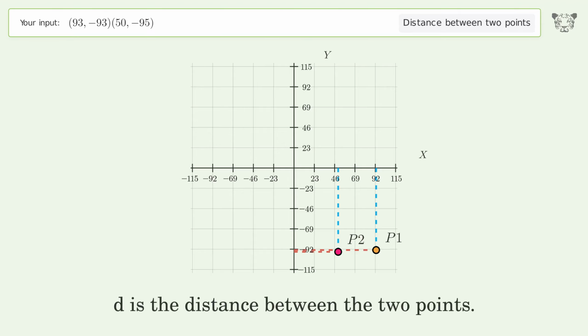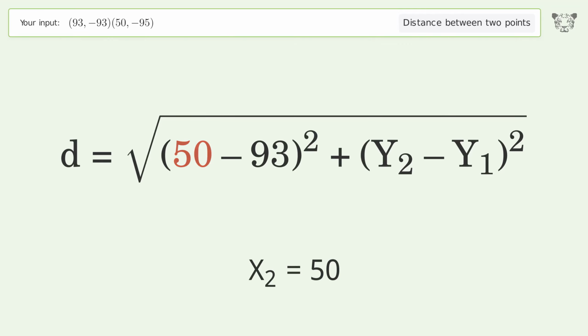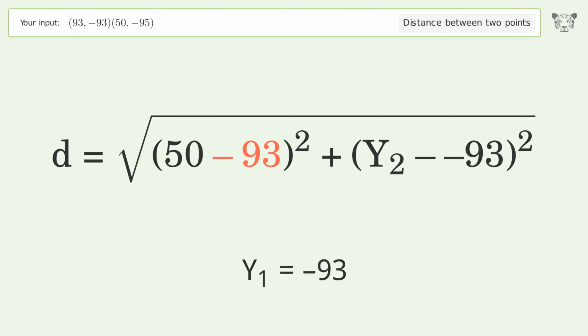x1 equals 93. x2 equals 50. y1 equals negative 93. y2 equals negative 95.